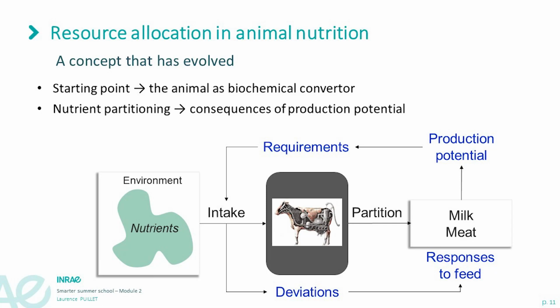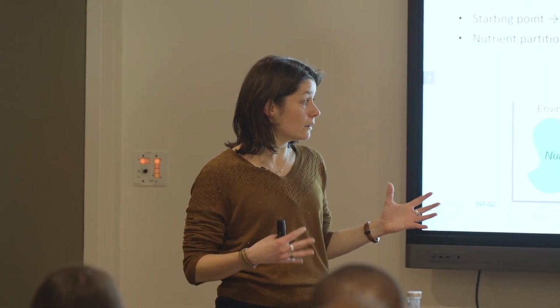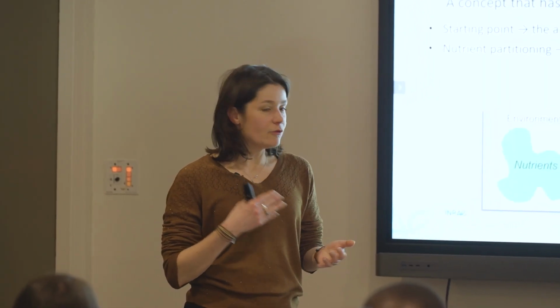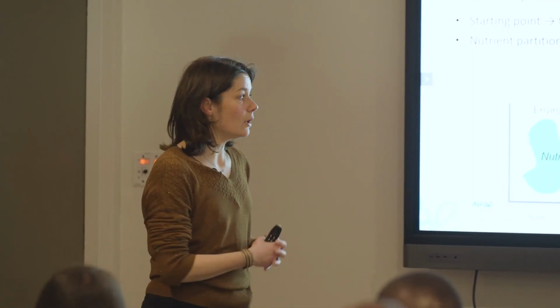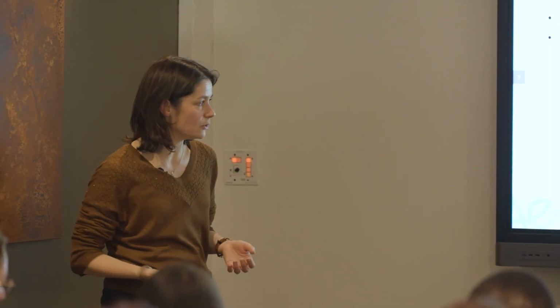A scheme is easier to explain that. So you have the environment, the animal, our biochemical converter, intake some resource from this environment, partition, produce milk. And here, milk and meat, generally, that's the way we see production potential. The sheep has an average daily gain potential of, or the goat has a milk production potential of 2-3 kilograms of milk, and so on.